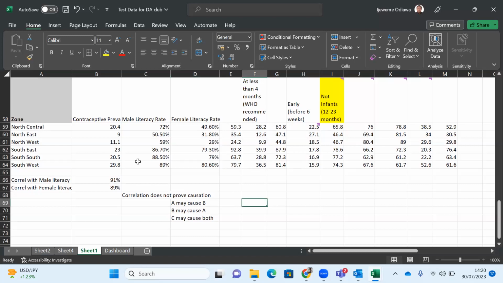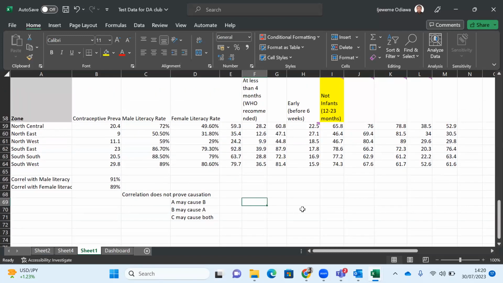So we've done the correlation. But have you ever wondered how you prove causation? If there's a correlation, it doesn't necessarily prove that male literacy causes contraception prevalence. So how do we prove that something causes another thing? Isn't that where regression comes in? Well, the truth is that even a regression might not be able to tell us that. While correlation measures the level of closeness, regression measures the level of variance, but it still does not tell us causation.